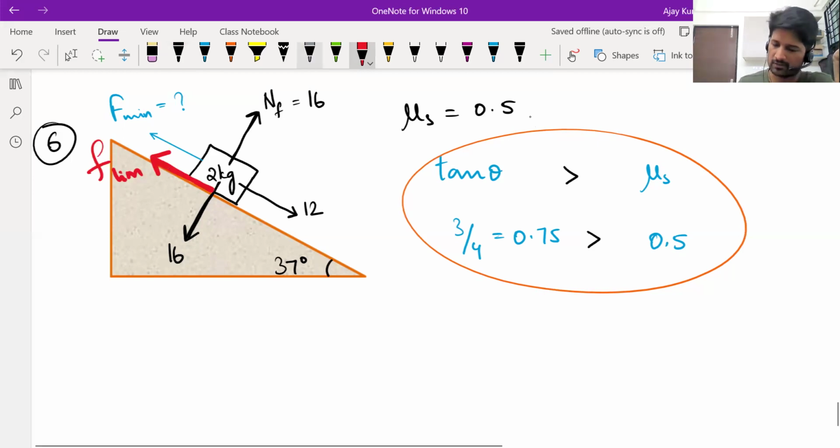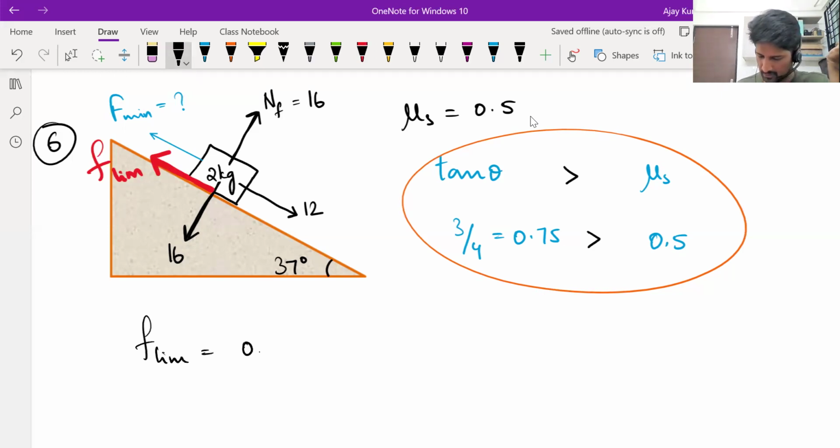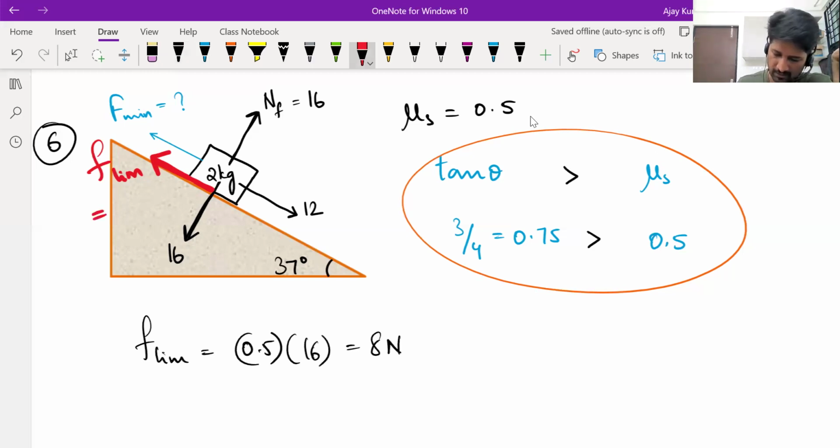Okay, how to calculate limiting friction? Mu s into N. So limiting friction, mu s is 0.5, normal force is 16, so that is 8 newtons. 8 newtons limiting friction is already acting up the incline. So how much extra effort do you need to put to prevent it from going down? Pawan, what is your answer?